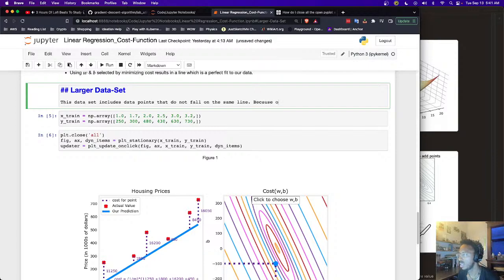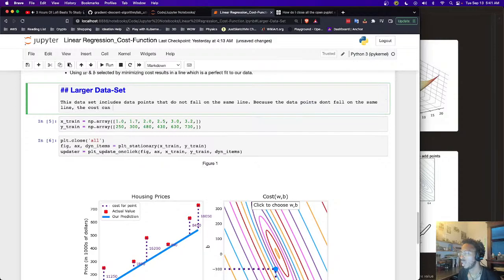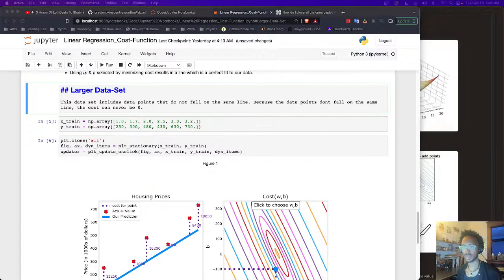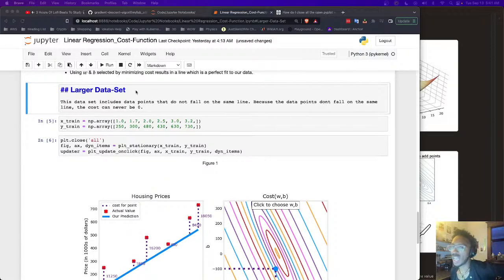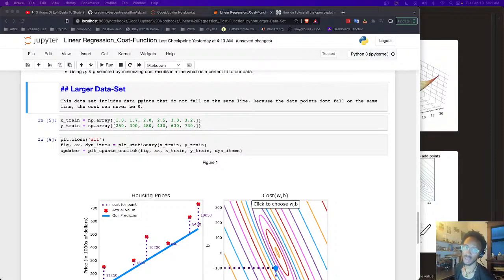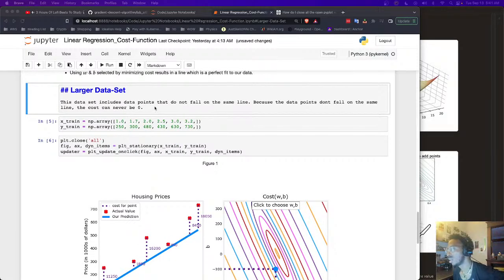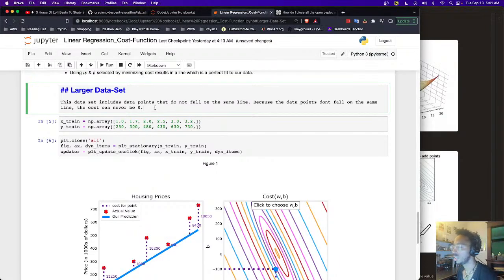Because the data points don't fall on the same line, the cost can never be zero. In the course, it's asking, given a specific W and B, can the cost be zero? The answer is no, but it's posing it as a question just for the purpose of the course, and I know the answer is no.